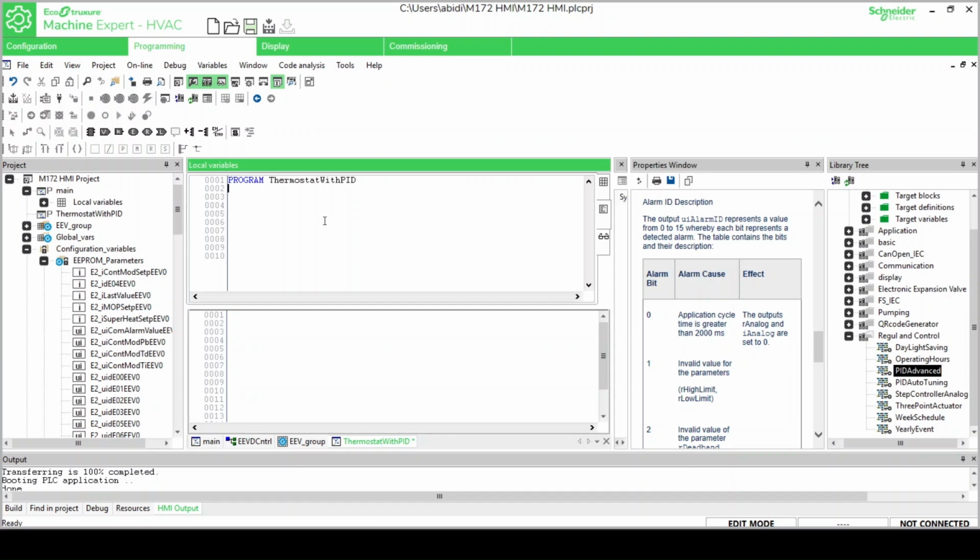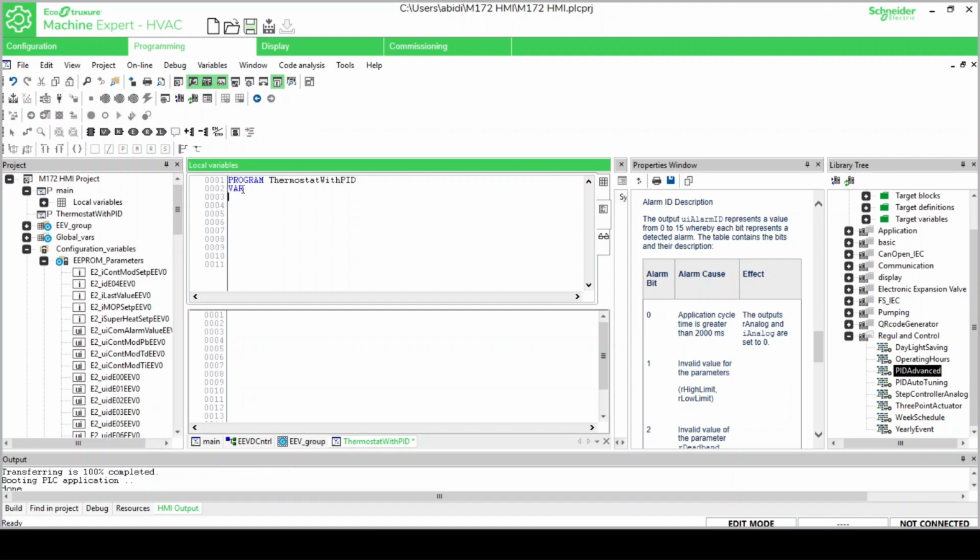In this example, we are implementing a thermostat control using a PID controller in a PLC program written in structured text. The program is developed in EcoStruxure Machine Expert HVAC, which is commonly used for programming Schneider Electric HVAC controllers. The goal of this program is to demonstrate how to use the PIDAdvanced function block to control cooling in a more precise way compared to a simple on-off thermostat.